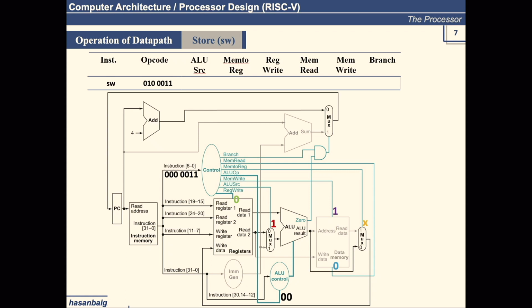No matter whether the data is read from this port or this port, it will never be writing data into register. Why? Because the reg-write signal is 0. So it does not matter whether this mux value is set to 1 or 0. It will not be writing the data into register anyway, because the reg-write signal is 0. Okay?